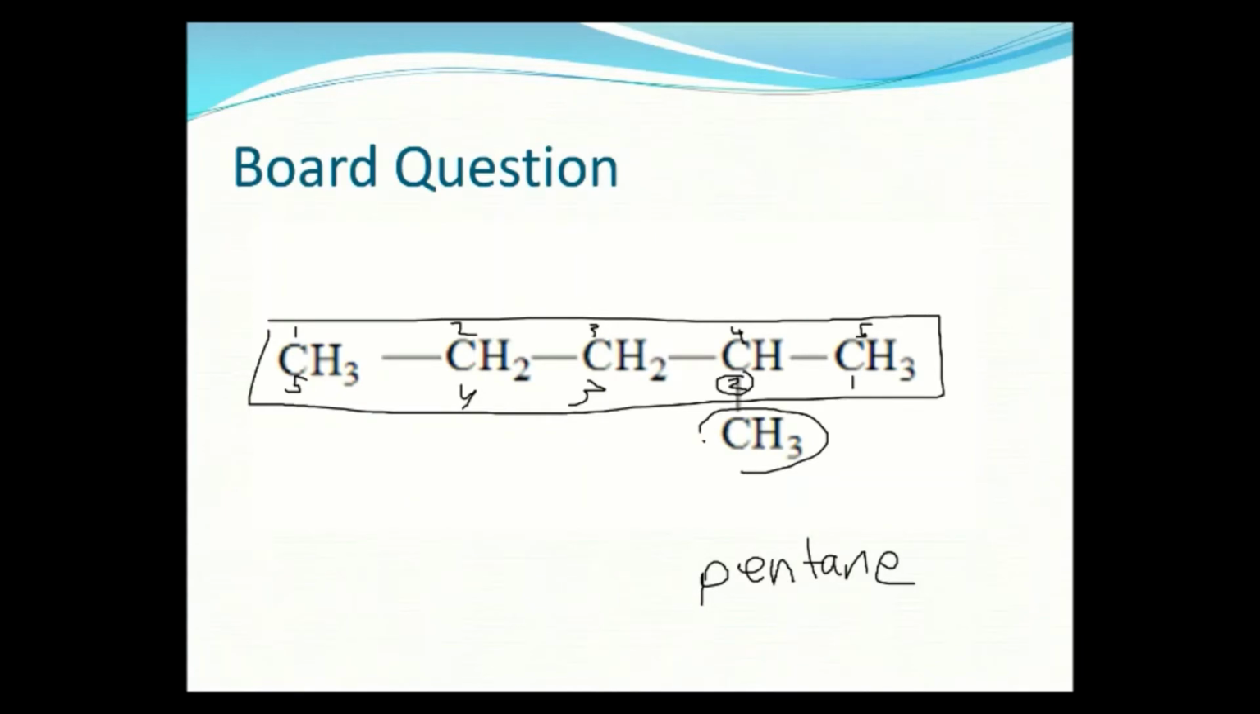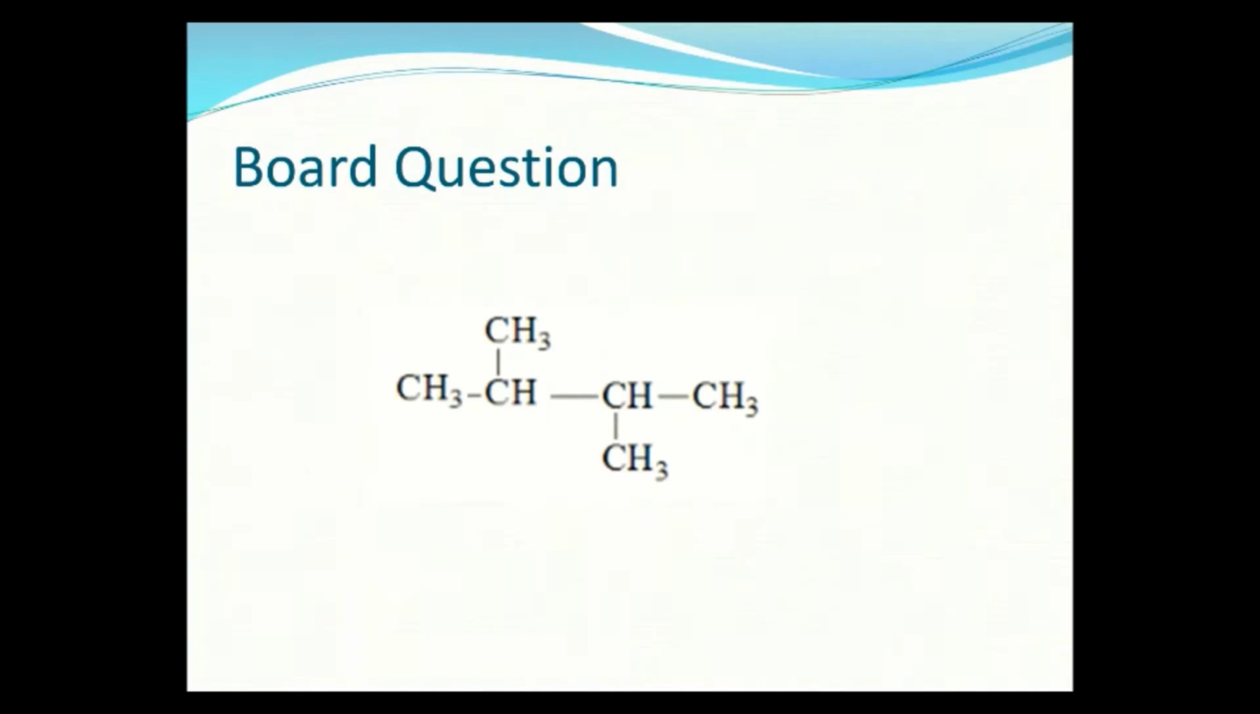And then this here is a methyl group because it just has one carbon. So it's a 2-methyl. So we'd add that to our name. So 2-methylpentane is the name of that. Okay, let's try another one. Again, pause the video.